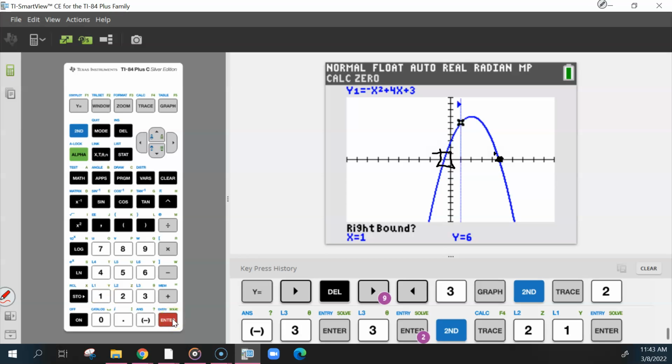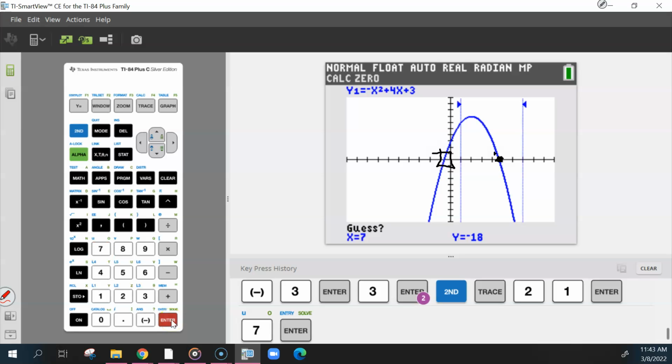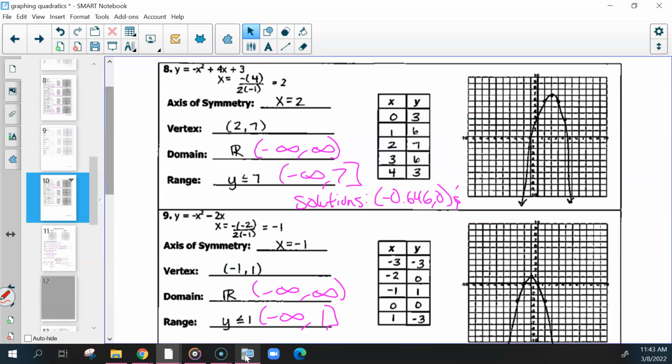Now we need a number to the right of this point. 7, sure. Now we have boundary lines, hit enter again. 4.646 would be your solution. Questions on that?